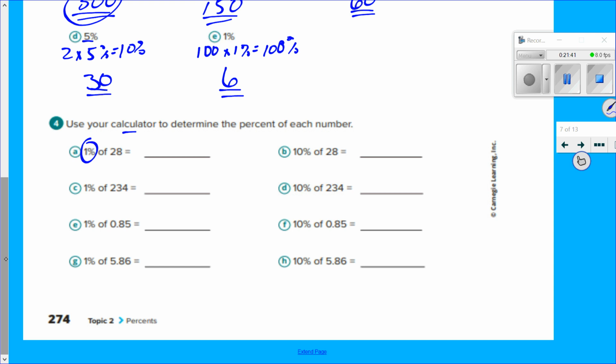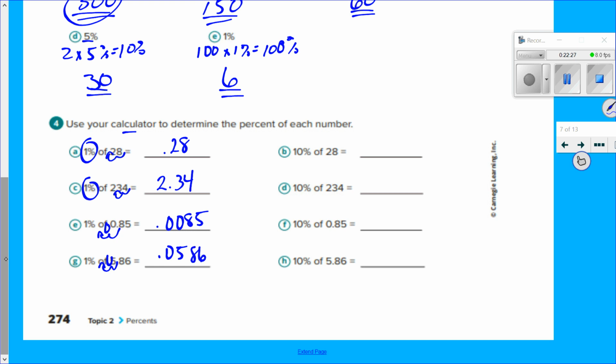So if I'm looking at 1% of 28, I need to move my decimal twice. That's 28 hundredths, because I'm finding 1% of it, 1 out of 100. If I'm doing 1% of 234, it doesn't matter where my decimal is, I am moving it twice. 2.34. With any number, it doesn't matter where my decimal is, I'm moving it twice. Going 1, 2, and the empty buckets get a 0. 1% of 586 is 5.86. I'm moving it twice. Empty buckets get a 0.